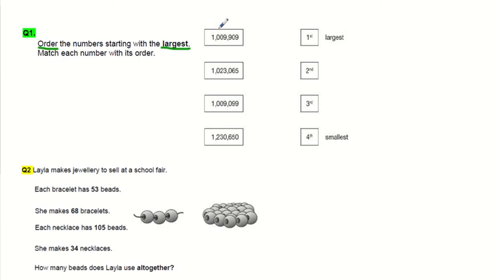Okay, well, let's see what I can notice first of all. I notice that they're all 1 million. So I'm going to look in the hundred thousands place value next. 0, 0, 0, 2. So that means that this one must be the largest because it is 1,230,000. Okay, so now I've looked at those. I'm going to just double check the hundreds place value again. Right, now I'm going to go to the 10,000s place value. 0, 2 and 0. So that must mean this one is the second largest.